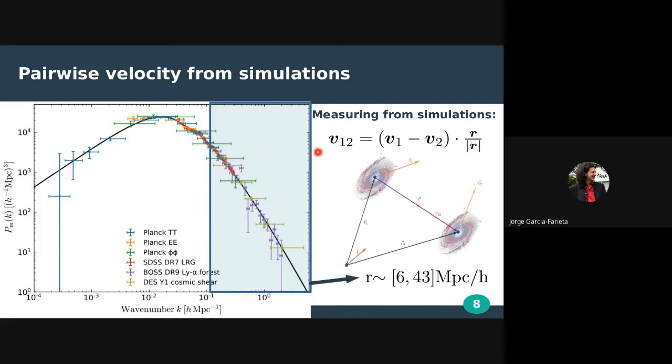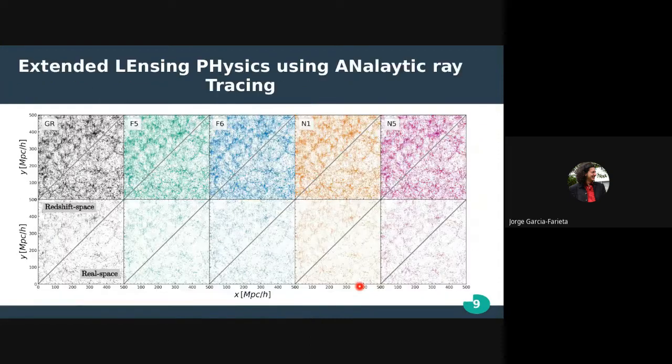This is the definition that we use to compute the V12 from our simulations, considering that we have access to all the velocities and also the positions, and also the definition of our coordinate system and the line of sight definition. The dynamical range that we consider is between 6 megaparsecs up to 43. Let me introduce briefly the set of N-body simulations that we employed.